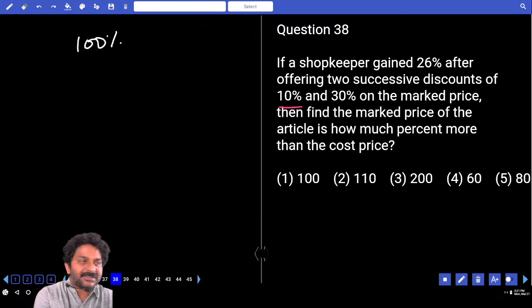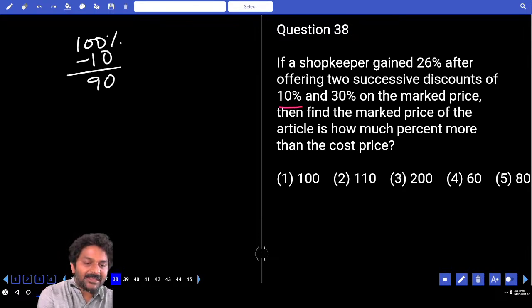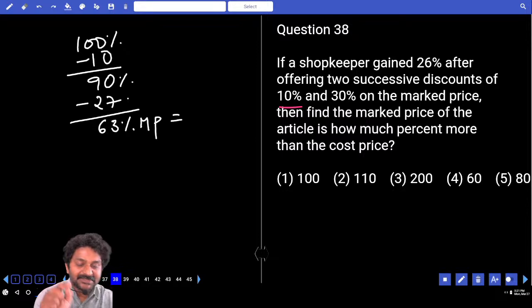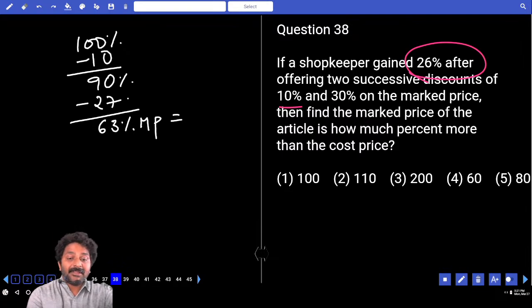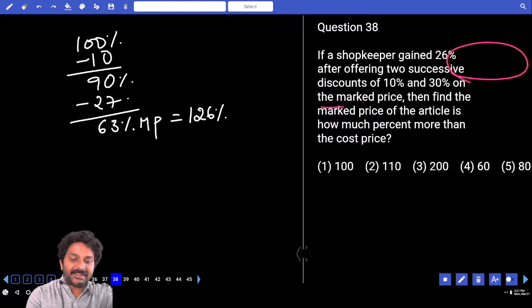First discount 10% is offered. It becomes 90. Then again 30% discount is offered. 27. That becomes 63%. So 63% of market price. At this price only we are selling the item. Agreed? And how much profit is made? Then selling price is equal to 126% of the cost price only.